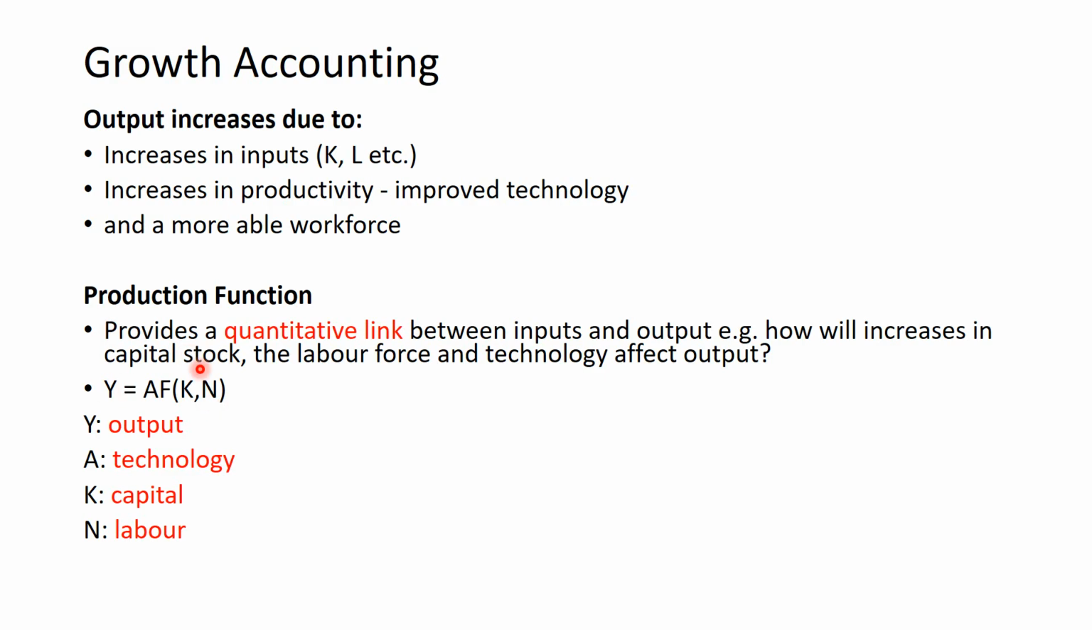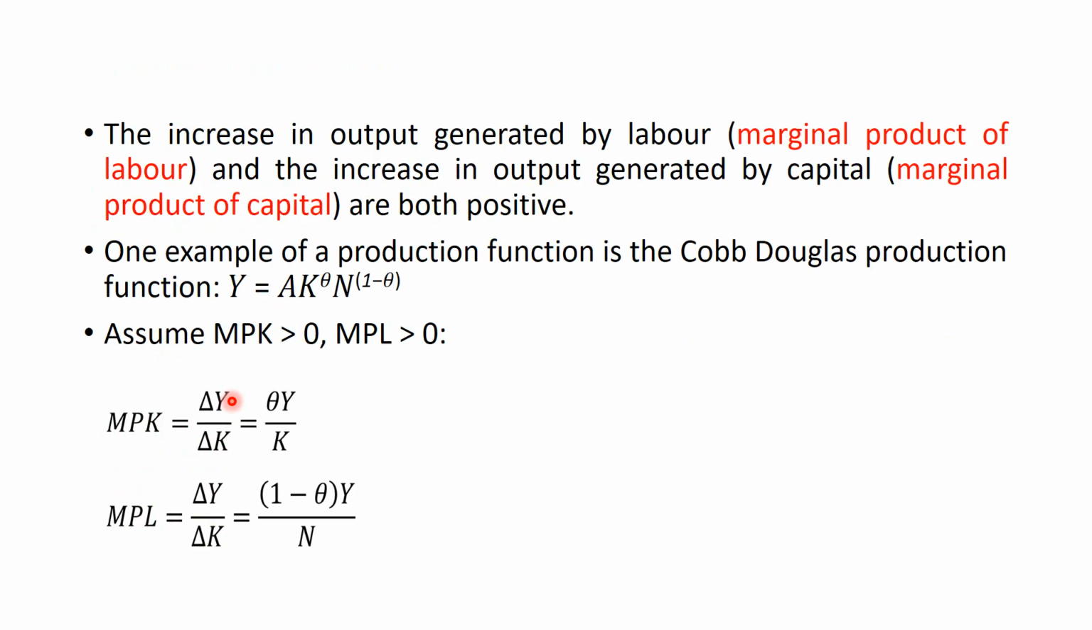In addition, even if capital and labor don't increase, increasing technology would be able to increase output. And this is because technology augments the amounts of capital and labor being used in the production process. All right. To continue our discussion, we need to understand how it is that changing the amount of inputs goes about and then causes an increase in the amount of output.